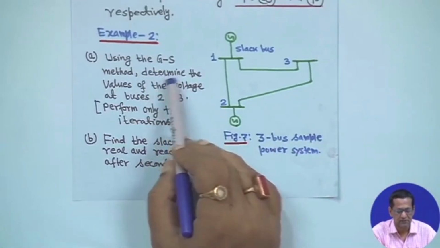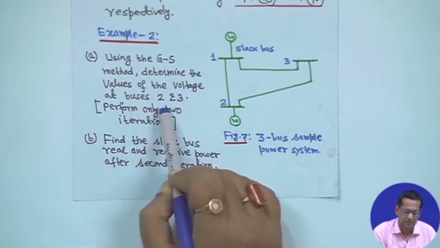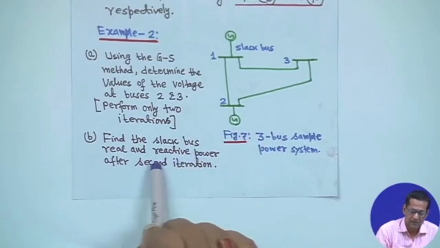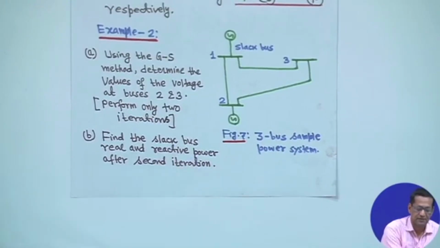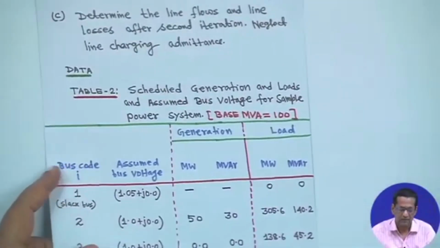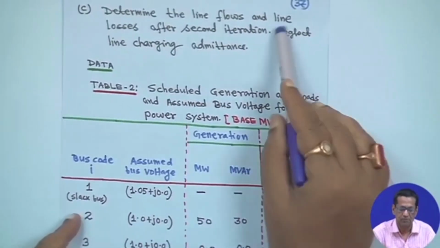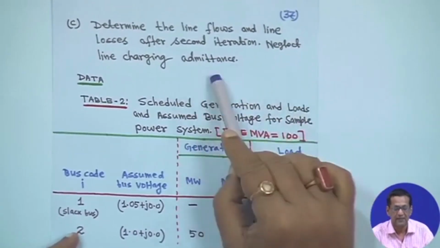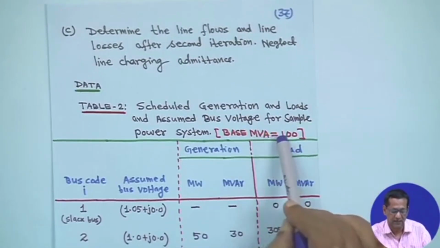The first part is to use the Gauss-Seidel method to determine the values of the voltage at buses 2 and 3. The second is to find the slack bus real and reactive power after the second iteration only. Data will be given. And part C is to determine the line flows and line losses after the second iteration, and neglect line charging admittance. So, line charging admittance is not considered, and data are given like this.